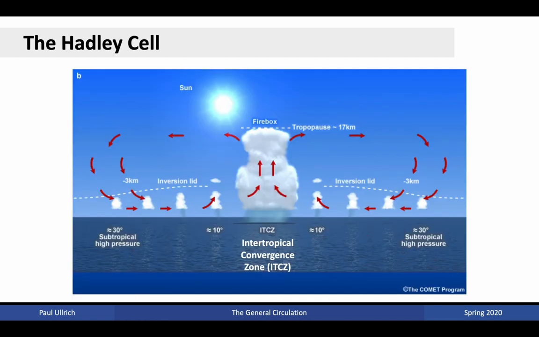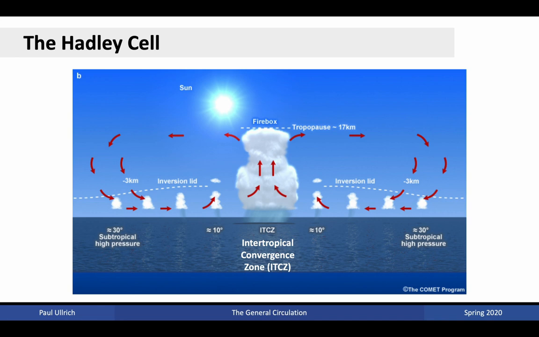Here's a depiction of the Hadley circulation from the side. What we see is a deep intertropical convergence zone type region with significant deep convection. In this region, air tends to rise all the way up to the tropopause, which is located at about 17 kilometers altitude. It's also associated with significant precipitation. Once it reaches the tropopause, the air will spread out laterally. That is, as long as air is being pushed in from the bottom, it again has to go somewhere. So it spreads out laterally into the northern and southern hemispheres.